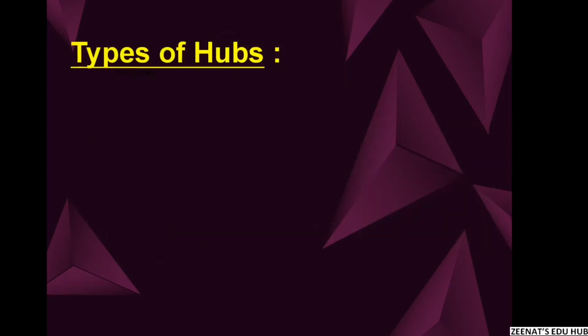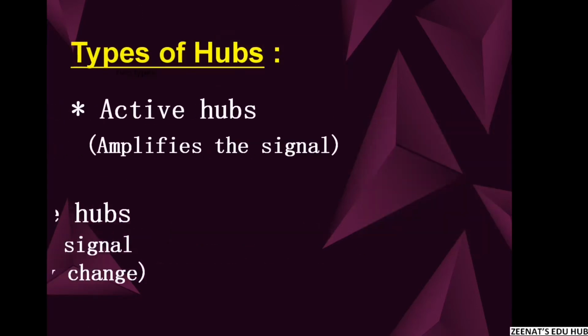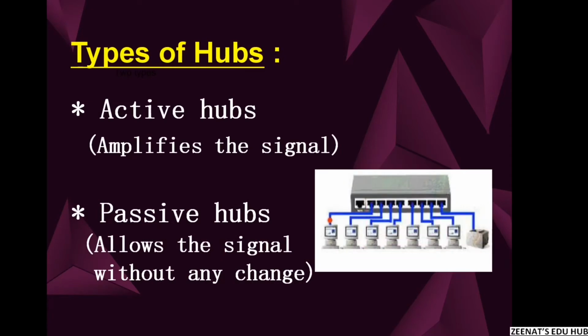Hubs can be active or passive hubs. Active hubs are like repeaters which electrically amplify the signal, that is, increase the strength of a signal before rebroadcasting or passing it over the network, whereas passive hubs allow the signal to pass from one computer to another computer in a network without making any change.